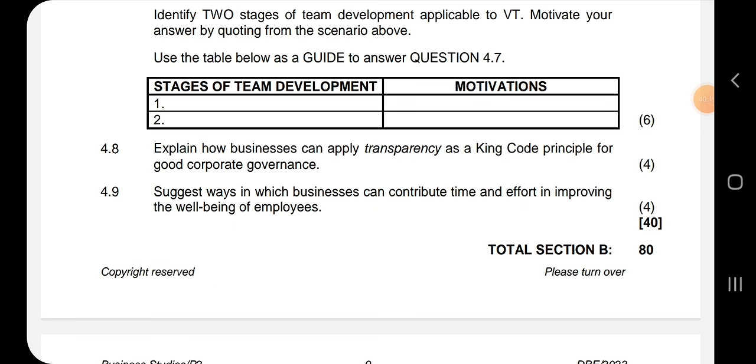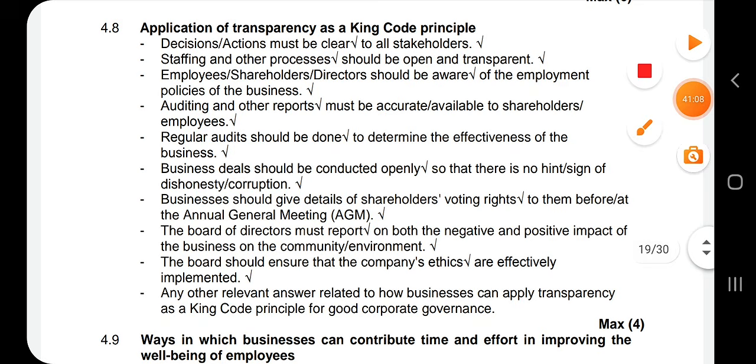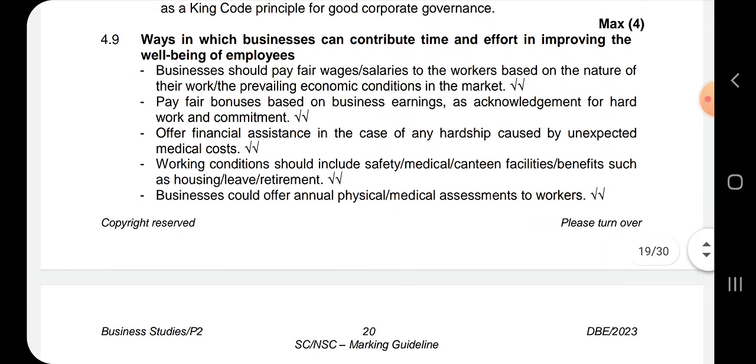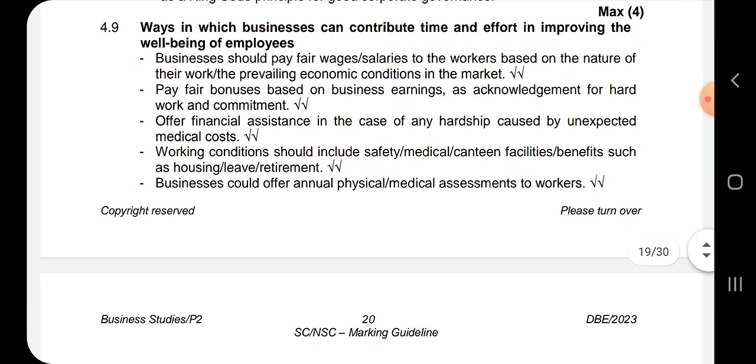4.8, explain how businesses can apply transparency as a King Code principle for good corporate governance. Suggest ways. 4.9, suggest ways in which businesses can contribute time and efforts in improving the well-being of employees. Transparency is honesty. So this is how they can apply honesty. Decisions and actions must be clear to all stakeholders. 4.9, ways in which businesses can contribute time and efforts in improving the well-being of employees.